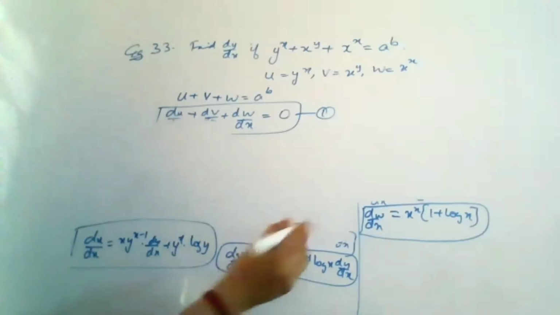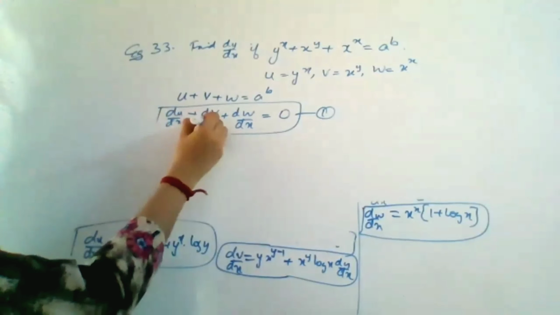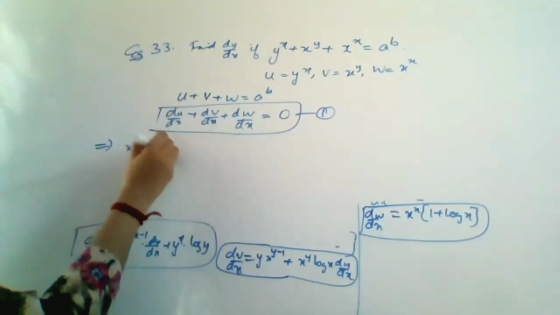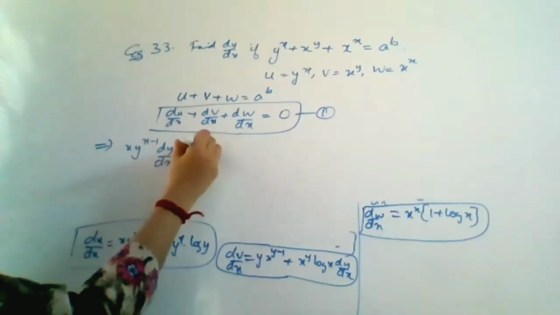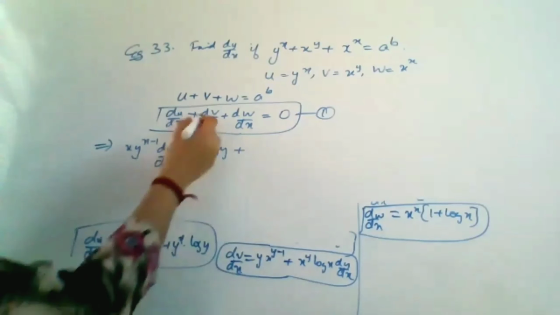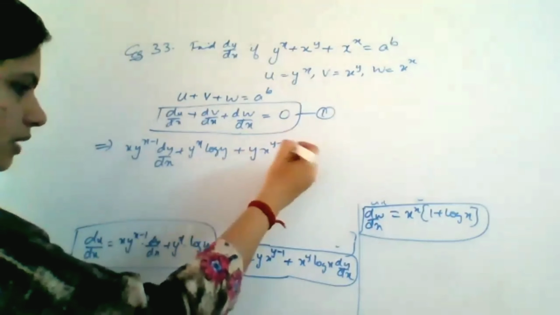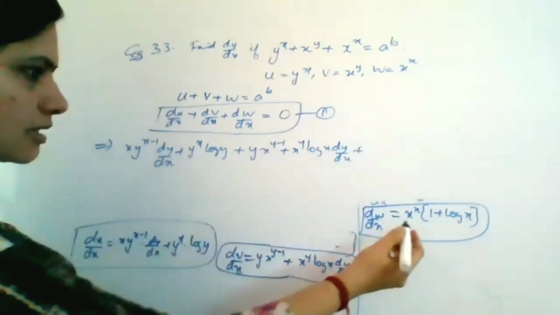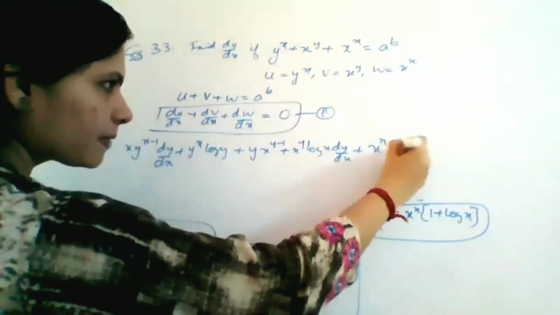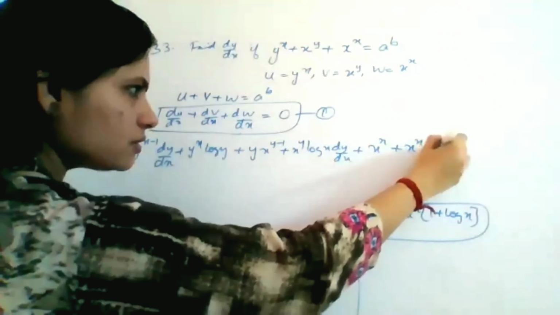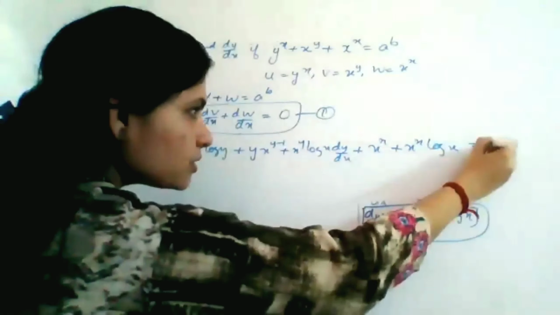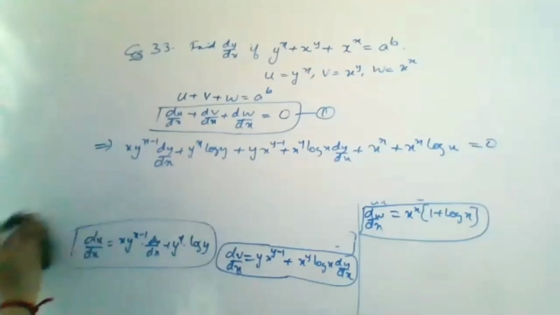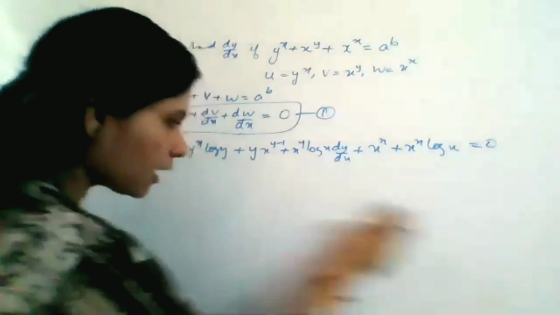Right? Now all the three values we are substituting here. So that you are getting du by dx as x y raised to x minus 1 dy by dx plus y raised to x log y plus dv by dx is y x raised to y minus 1 plus x raised to y log x dy by dx plus x raised to x plus x raised to x log x, if you want, you can separate it also, equal to 0. That equal to 0 is very important because then only you can write dy by dx equal to. If you don't have the equal to sign, you will not be able to write it also.